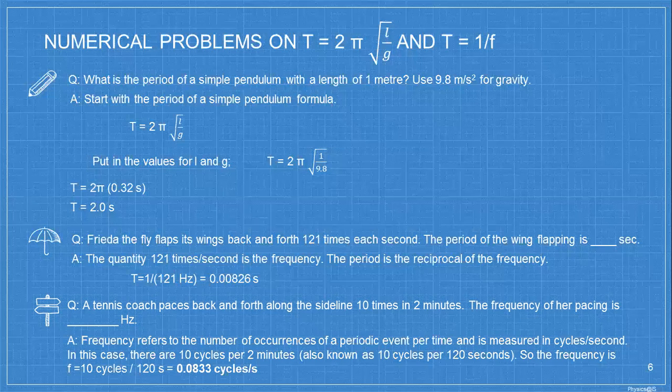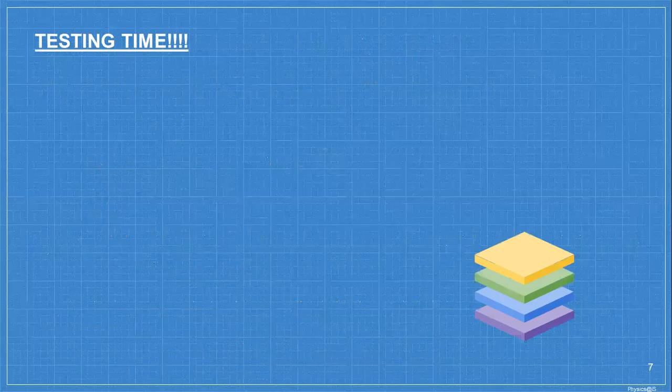We have to calculate frequency, using the simple unitary method, and we get a value of 0.0833 cycles per second. So these were a few numericals based on the formulae and the relations discussed in this lesson. And here are a few questions for you to think over and answer.